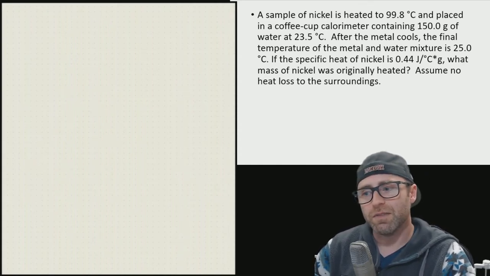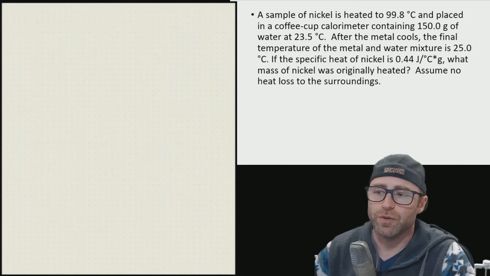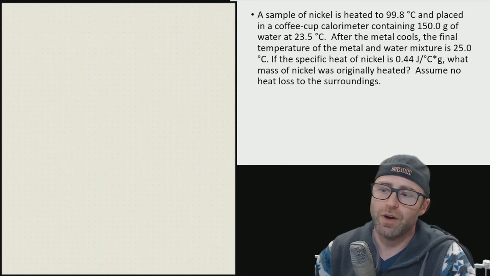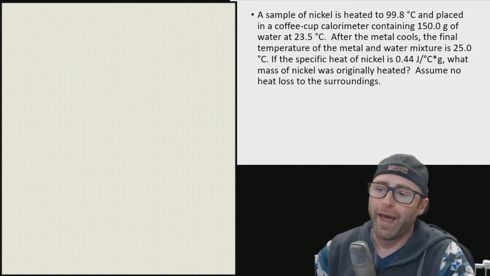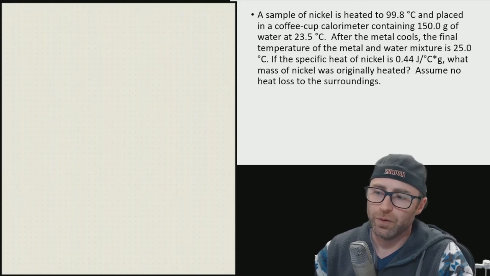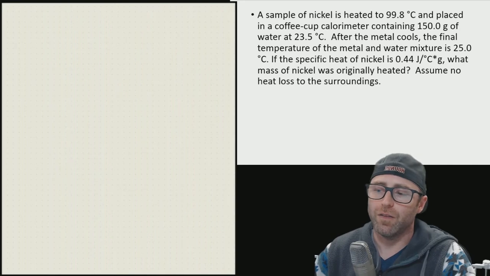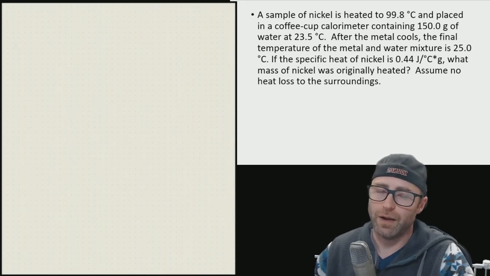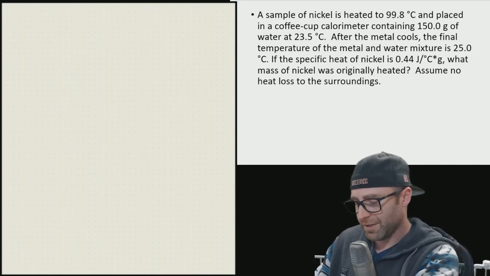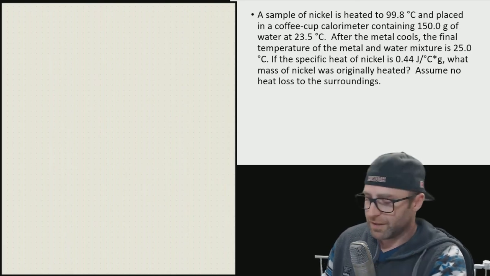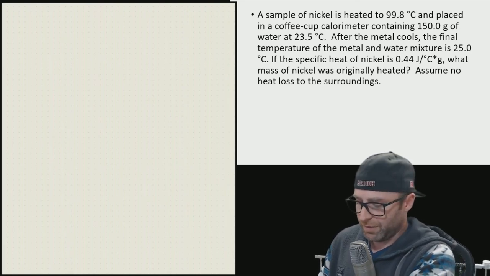If the specific heat of nickel is 0.44 joules per degree Celsius times gram, what is the mass of the nickel that was originally heated? And we're going to assume no heat lost to the surroundings. Okay, so there's a bunch of things going on here. Let's first identify the things that are given to us.